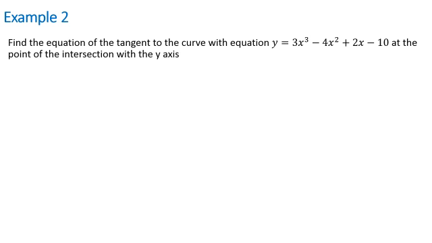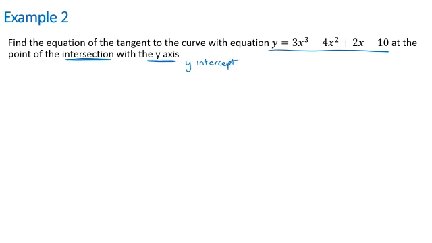So example 2. Find the equation of the tangent to the curve with equation y equals 3x cubed minus 4x squared plus 2x minus 10. So notice this is my curve, at the point of intersection with the y-axis. Now that sounds very difficult because they haven't given you a point, but really intersection with the y-axis just means y-intercept. That's all it means.